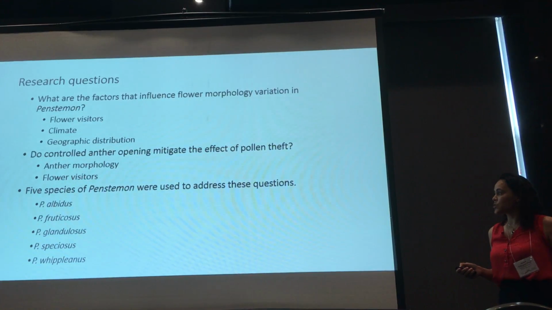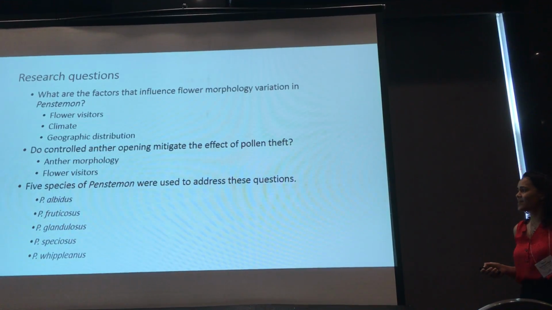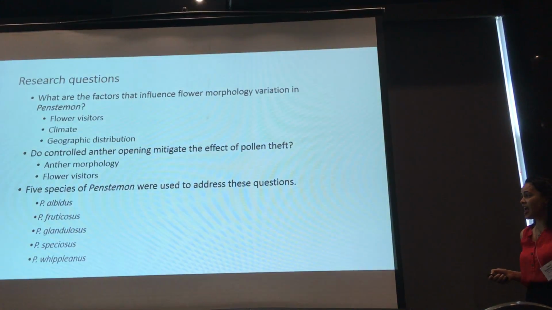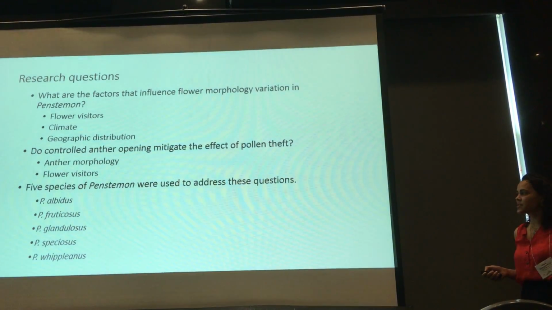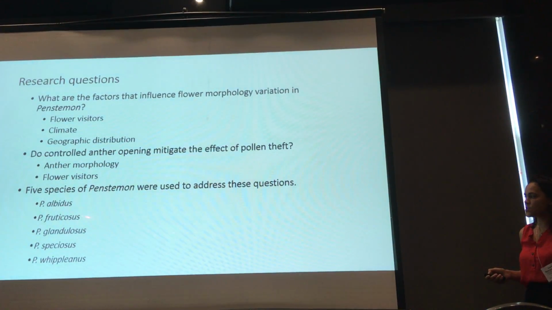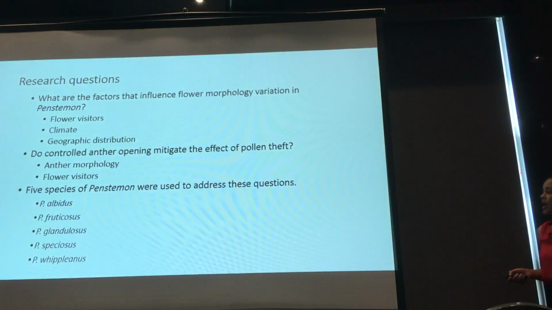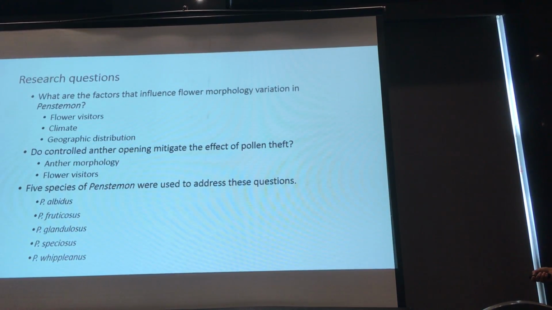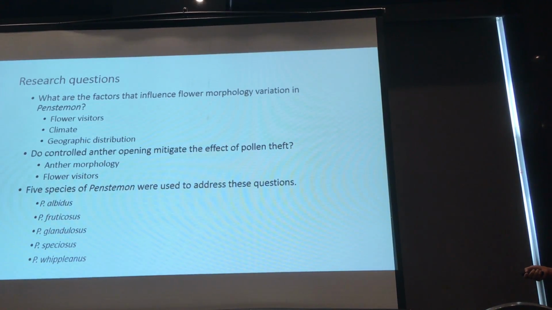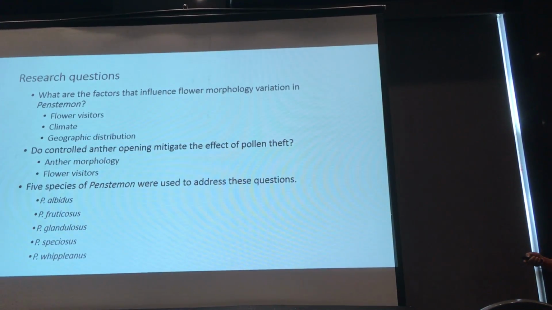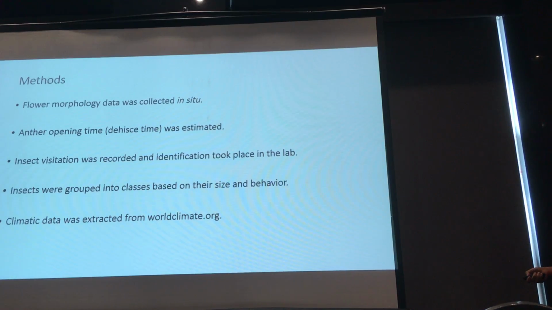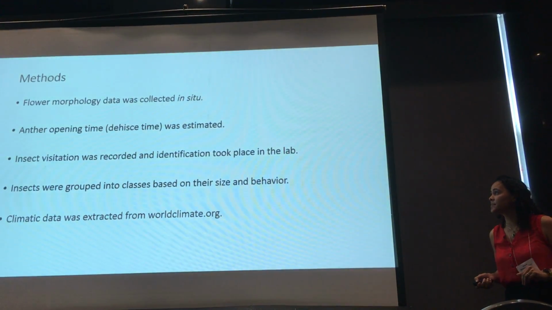I'm going to answer these questions in 5 species of Penstemon. They're all pollinated by bees: Penstemon albidus, fruticosus, glandulosus, speciosus, and wickleyanus. They all have very distinct flower morphology, and they have really large distributions. So briefly, I'm going to explain the methodology.